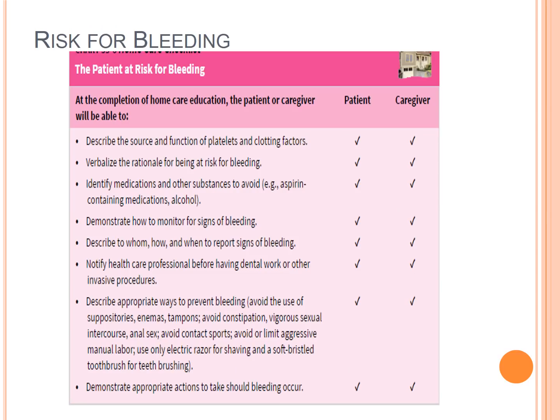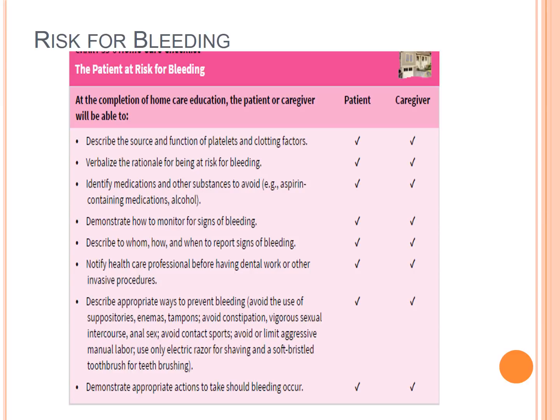Risk for bleeding. So again, common theme here, infection and bleeding. So the educator should teach the patient about the function of the platelets and clotting factors. Oftentimes these patients with leukemia have abnormal platelet counts, and that's why they are at risk for bleeding, because their platelet count is really, really low. So they should be able to verbalize the rationale for the risk.